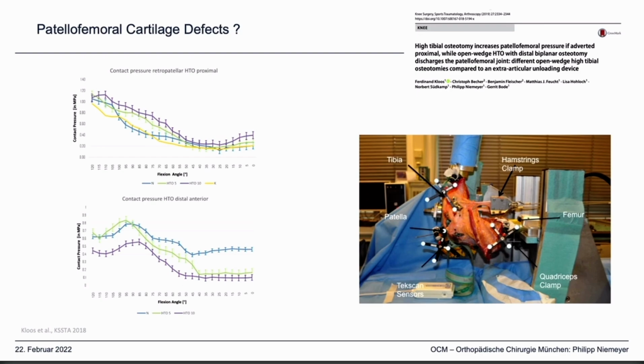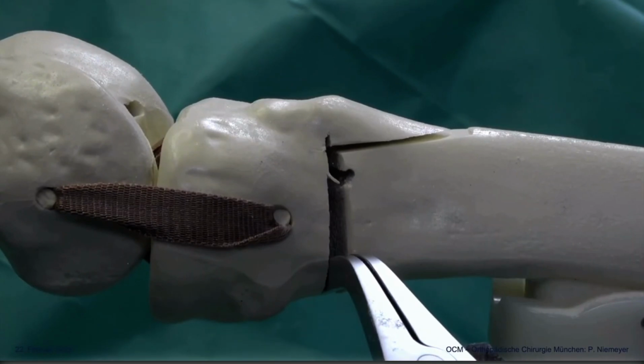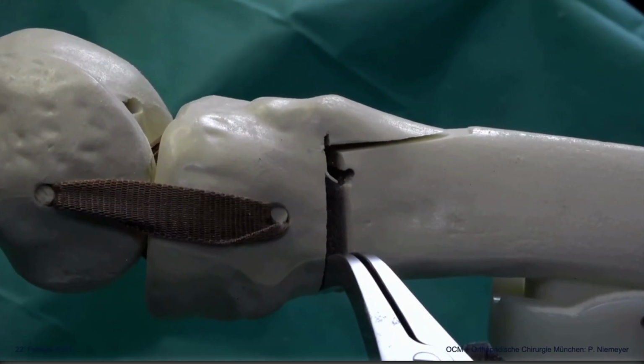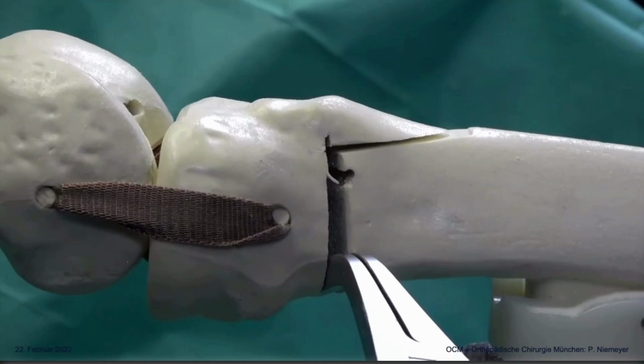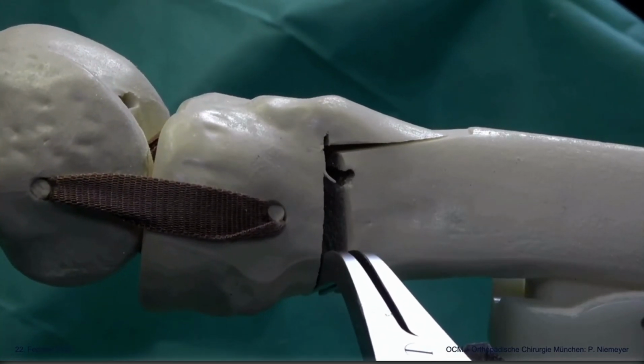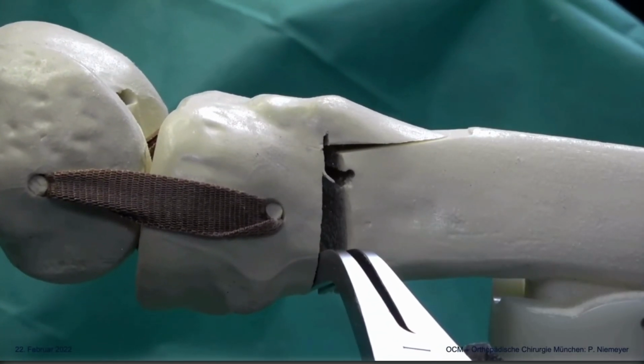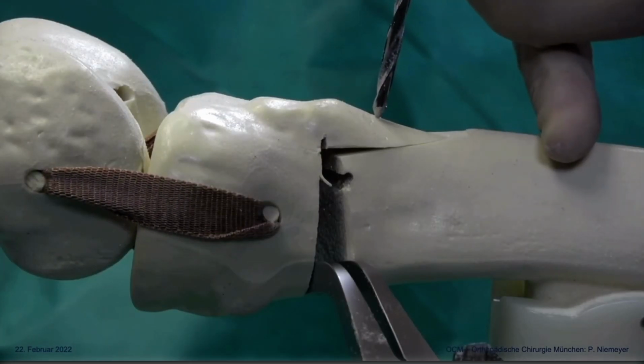Also patellofemoral cartilage defects are not considered a contraindication in our hospital, but what we do in these patients is have a distal cut, so we leave the tibial tuberosity on the main proximal fragment in order to reduce the patellofemoral contact pressures. This is just a video of how we adopt the osteotomy in these patients, and unless the patient is really symptomatic, we also tolerate these patellofemoral defects.